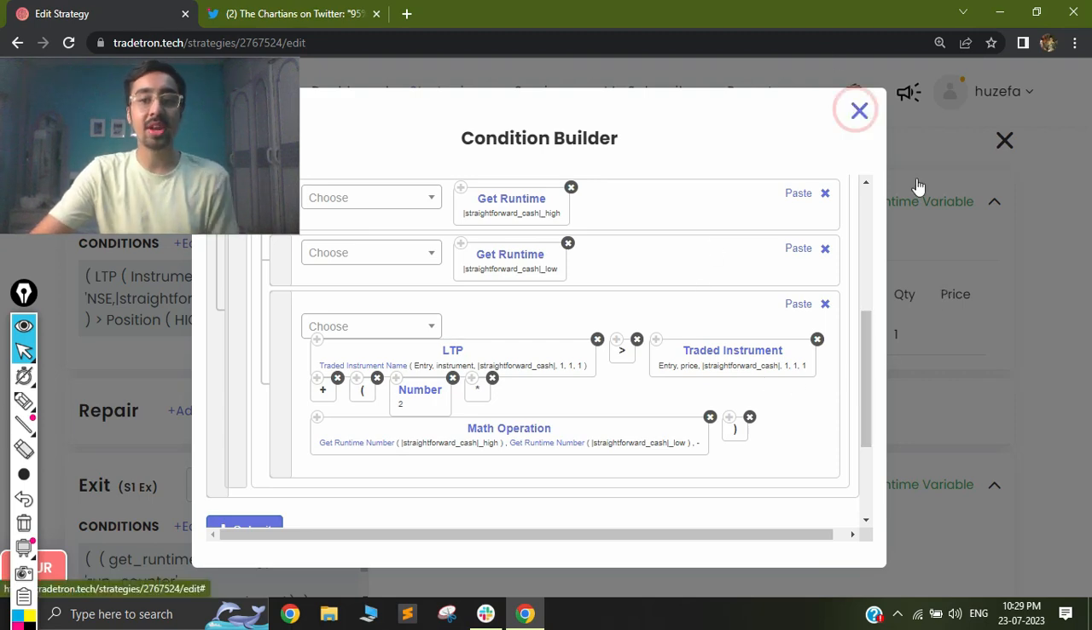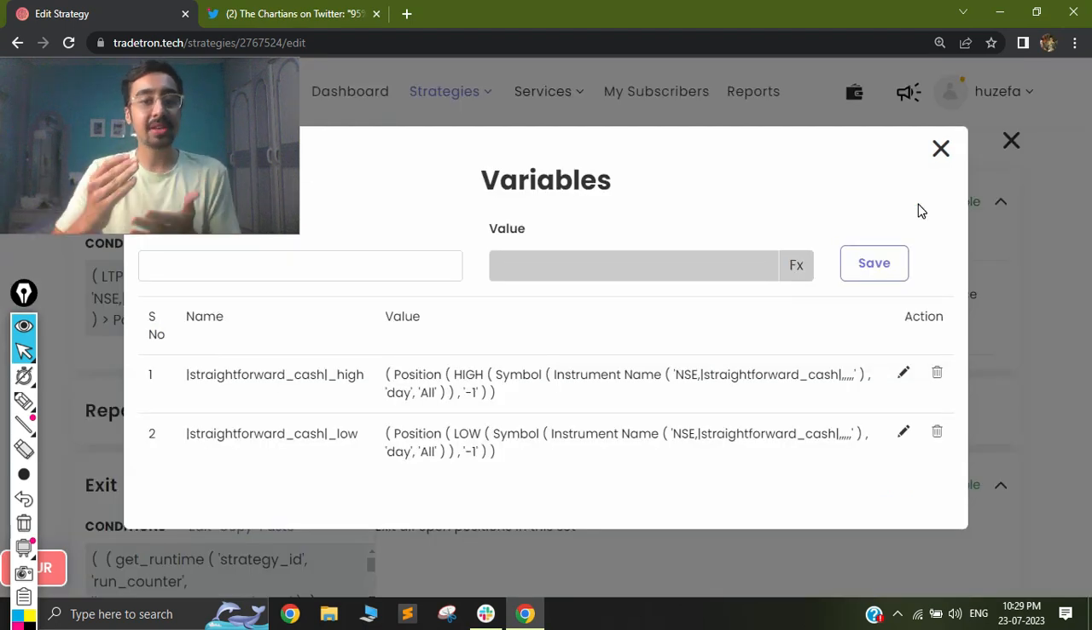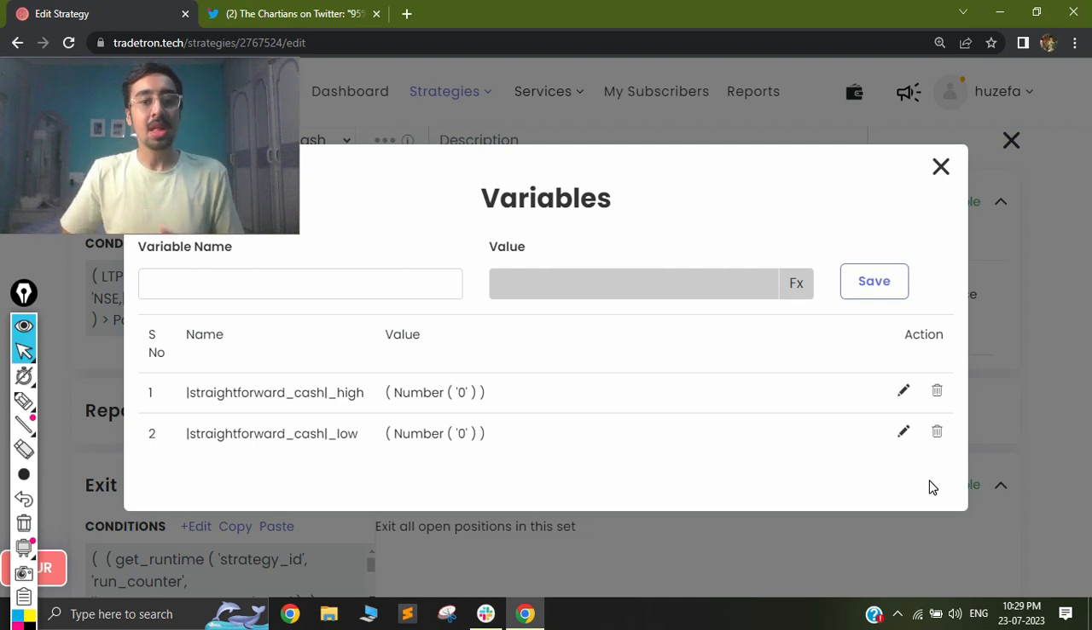Now, in order to achieve all these high and low points, I have made this using runtime variables. I have another video on runtime variables which delves into this in depth. You can have a look at that video in case you don't understand this. Along with this, I have also added my exit runtime variables, which will basically purge my variables once my exit trade in that same instrument has been taken.